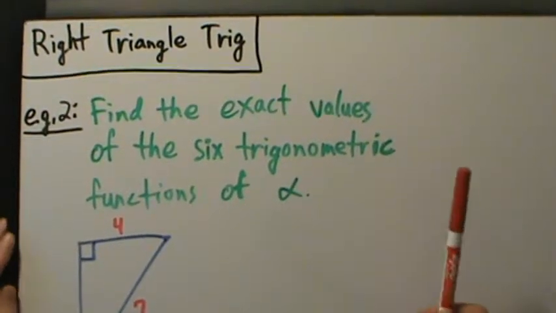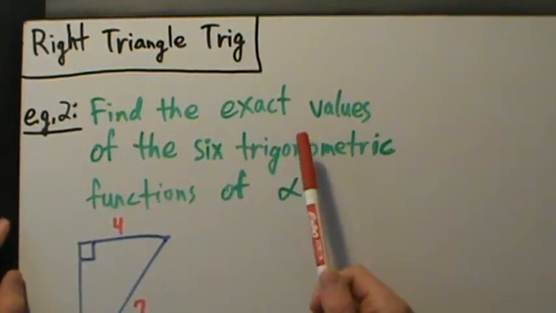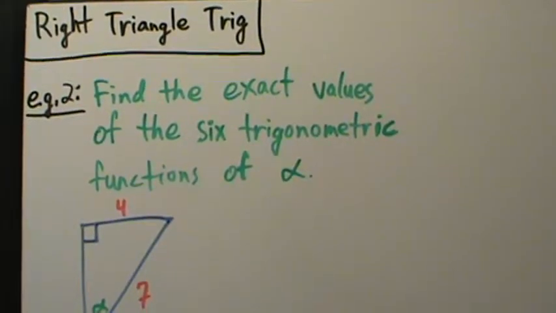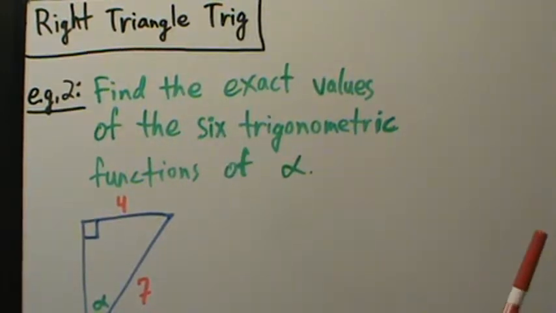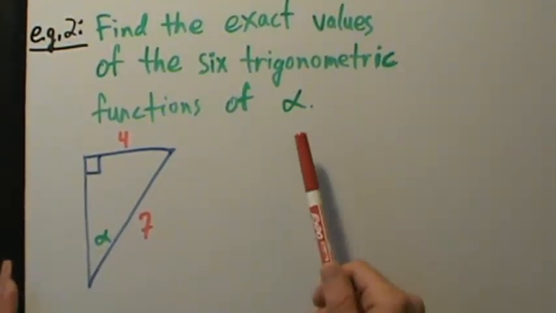Here's example 2 with evaluating trigonometric functions with right triangles. So example 2, find the exact values of the 6 trigonometric functions of alpha. So we've been using thetas a lot. Remember we talked about alpha, beta, and gamma and theta a few videos ago. So let's use alpha here.